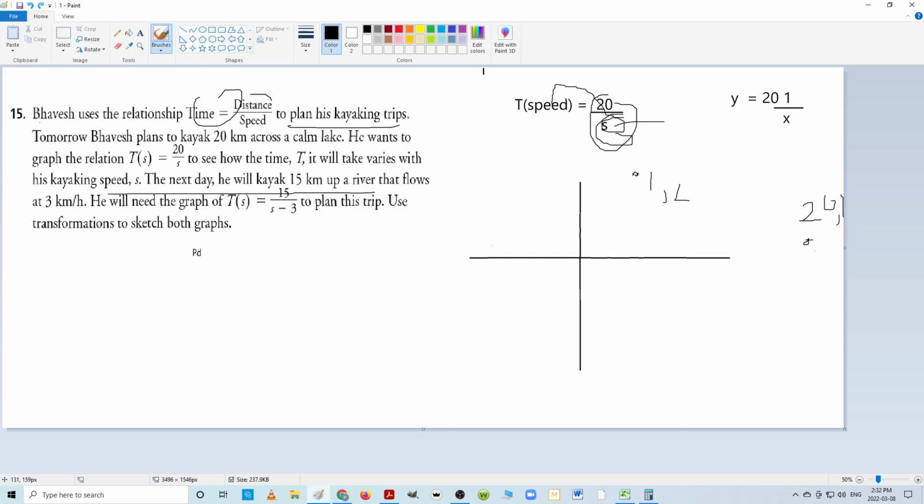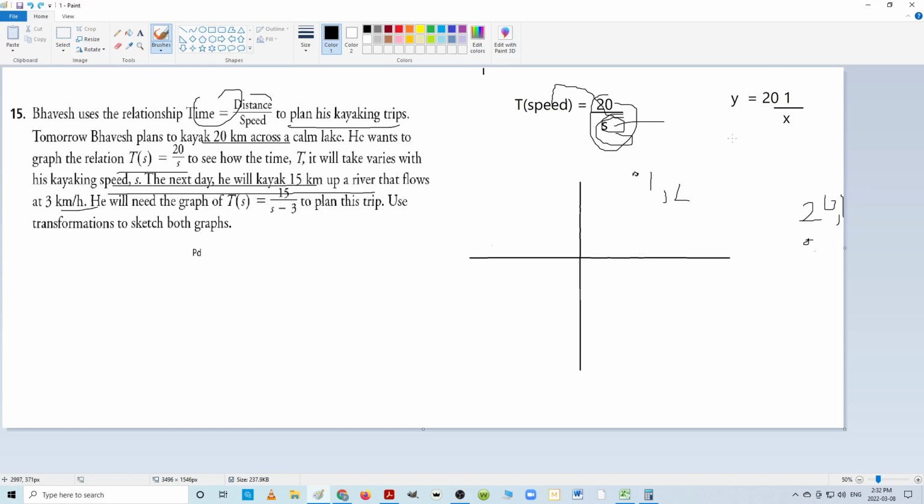Or is it in hours? Kilometers, time based on speed, kilometers per hour. So it's hour. So if he goes 20 kilometers an hour, it will take 1 hour, which makes sense if he's traveling 20 kilometers distance. So you have 20, 1 as a point.